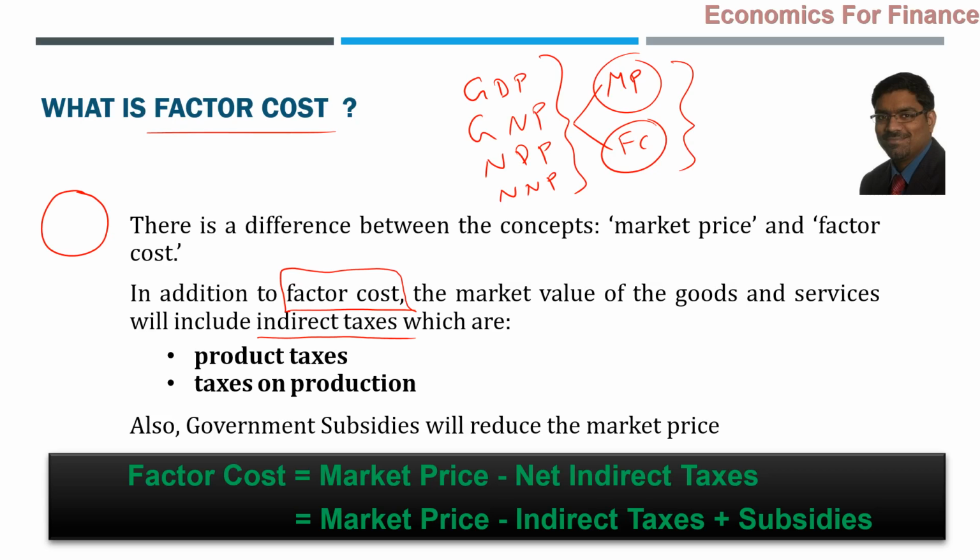So a particular commodity will have so many things. It will have the cost of materials. It will have the cost of labor that is paid. It will have the cost of interest, rent, capital. So material will be there, labor will be there.